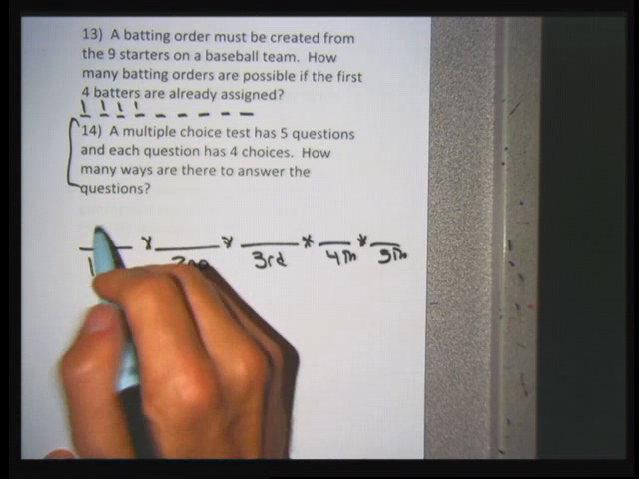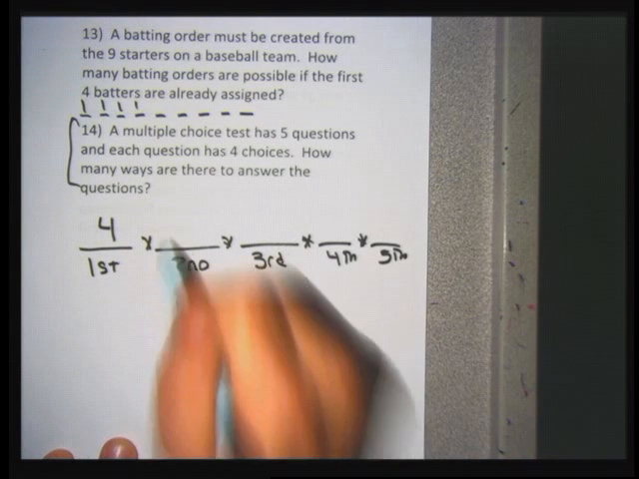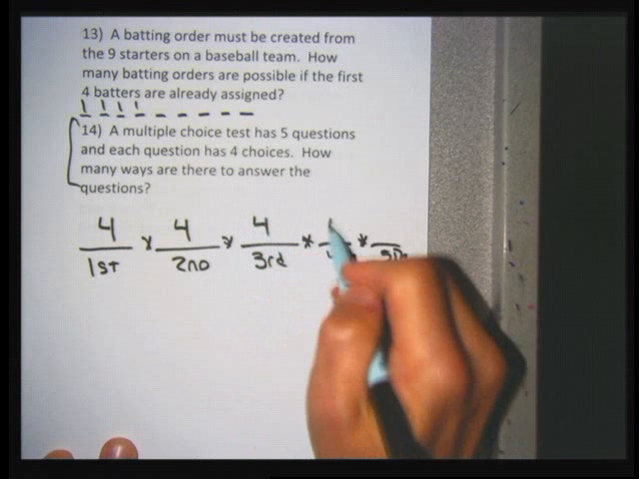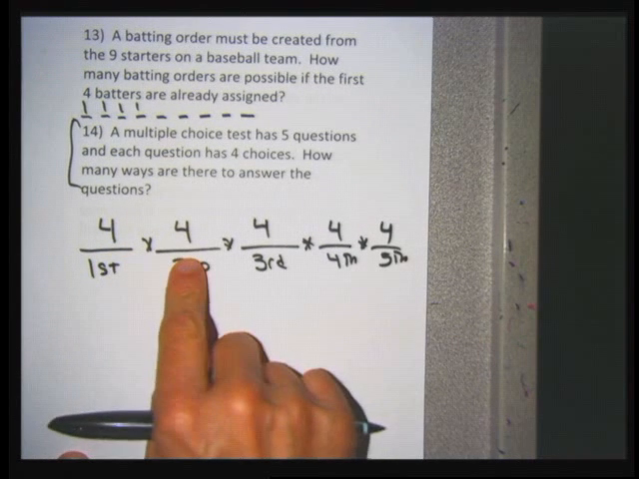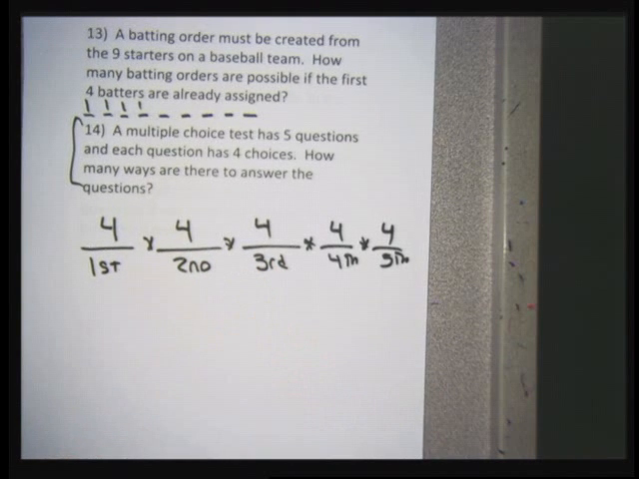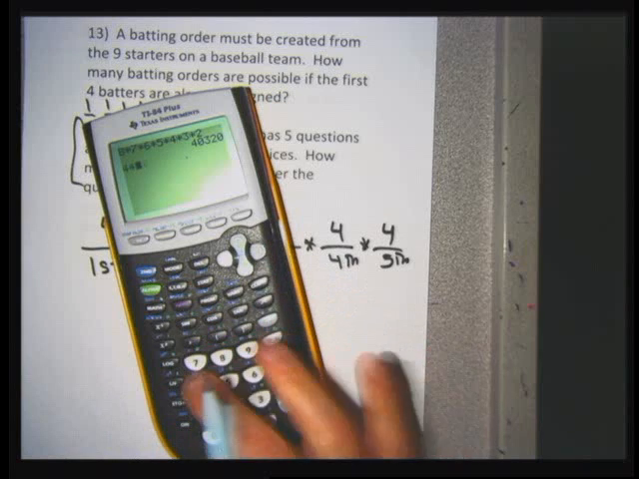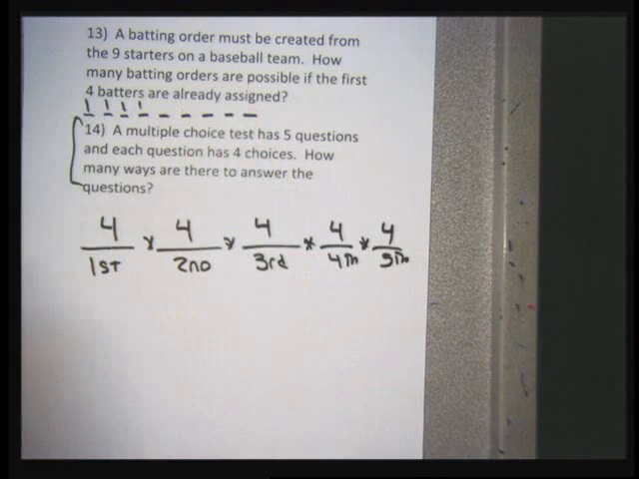So for the first question, I can pick any one of the 4 choices. And regardless of whether I picked A first, I can still pick any one of the 4 choices every single time. I'm not going to decrement by 1, because that would be like saying I pick A here, so I can't pick A again, now I can only pick from B, C, and D. If I pick A and B, now I can only pick from C and D, and that's not the case. Each question is independent, and I have 4 choices for each, so I'm just going to multiply 4 by itself 5 times. And I get 1,024.